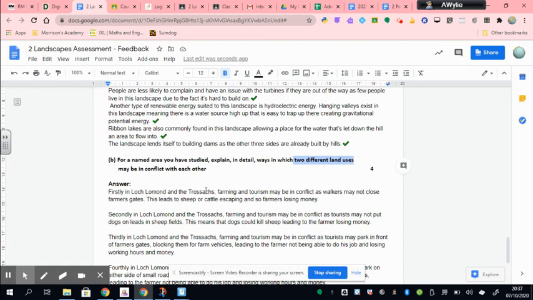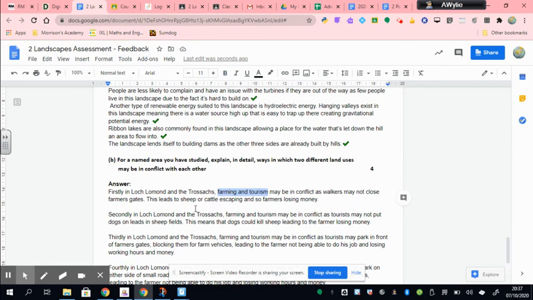So this student has very cleverly told me where: Loch Lomond and the Trossachs. Why? Because it's in the question. It says, for a named area you have studied. Farming and tourism. So what have they done here? They've now named their 2 land users. So I want to know 4 things about how these 2 are in conflict.